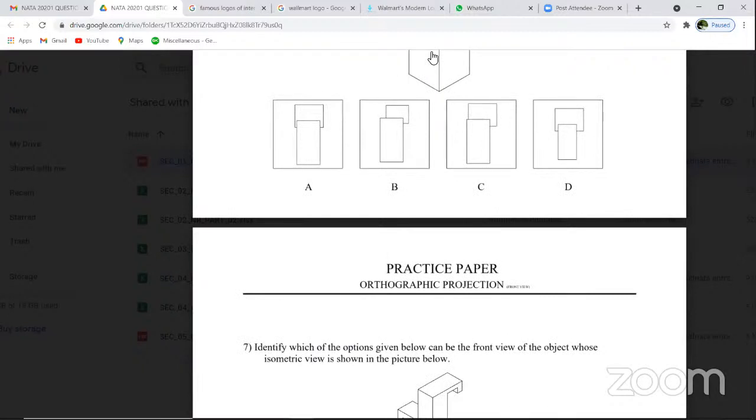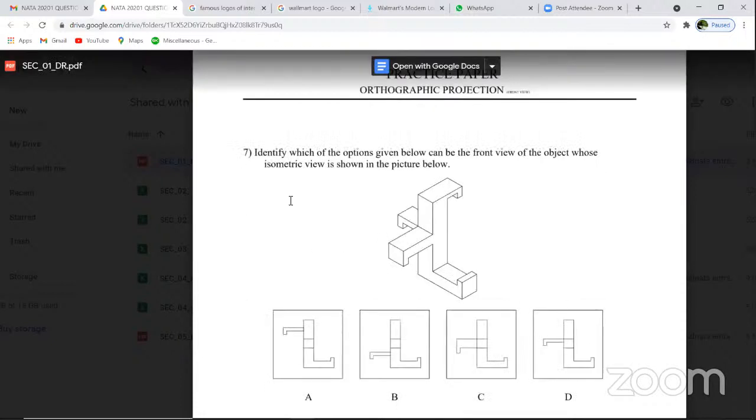Are you guys able to hear me? Can you see the question here now? Yes, now it appeared. Right? Option D.